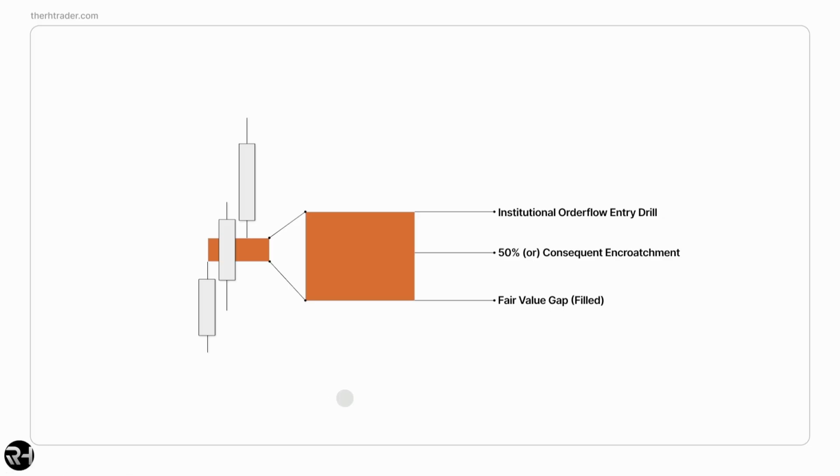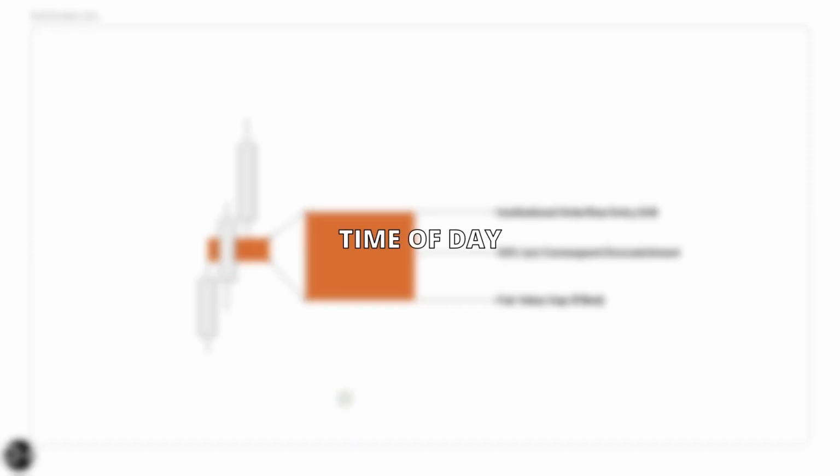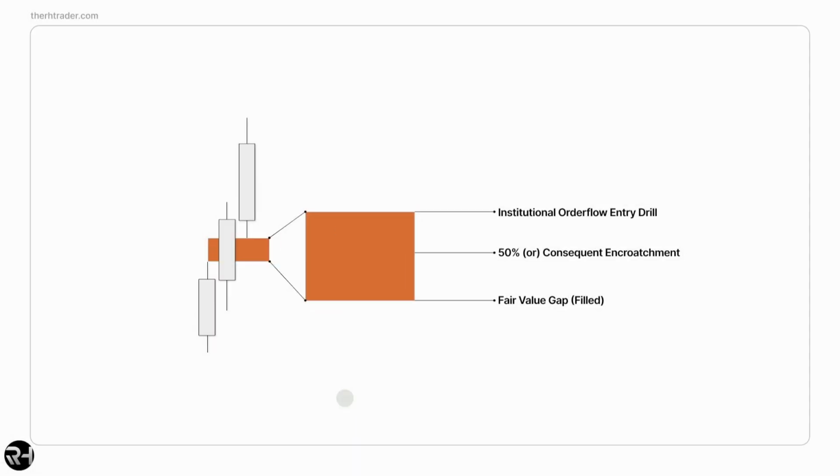Now, not every fair value gap is worth trading. So how do you filter out the weak ones? First, consider the time of day. Focus on fair value gaps that form during the London or New York session. These are created with algorithmic intent. Asian session gaps are usually weak and less reliable.